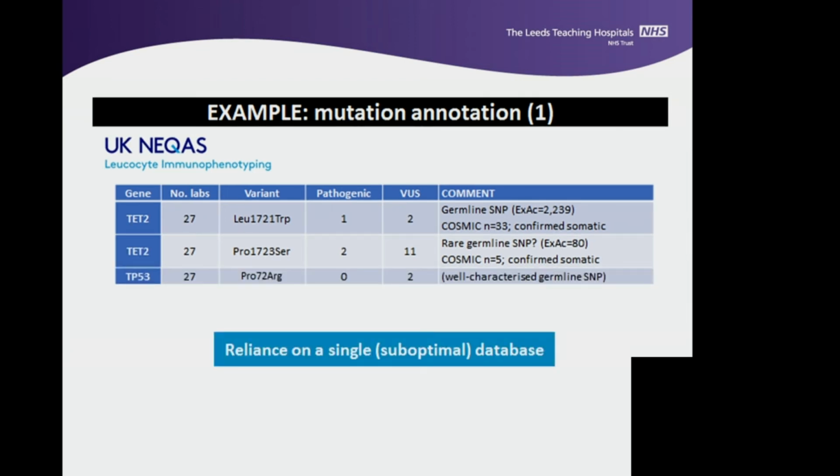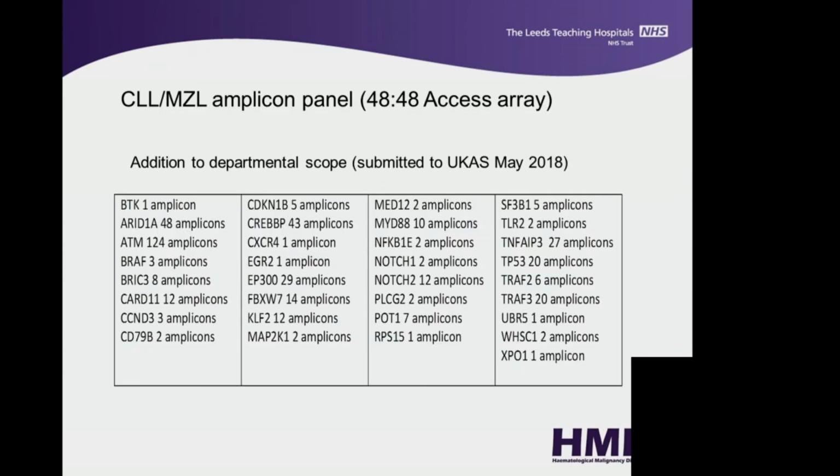Again, in the same send out, there's also a very, very common well-characterized germline SNP in TP53. So the problem with all of this is that we're relying on a single suboptimal database for all our annotations. And again, I think that's probably what needs to be changed. So just 2 last slides.